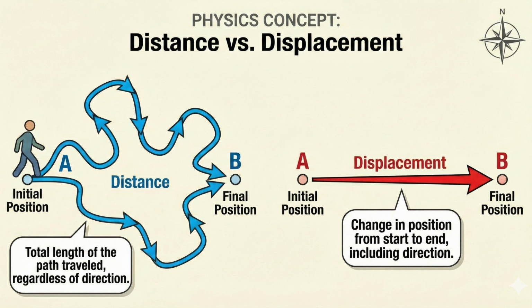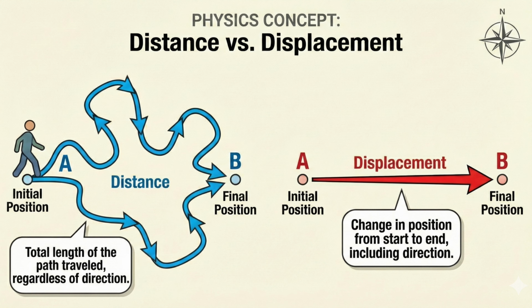Mathematical expression and unit. Displacement is mathematically expressed as displacement equals final position minus initial position. The SI unit of displacement is the meter, m. Since displacement includes direction, it can be positive, negative, or zero depending on the chosen reference direction.